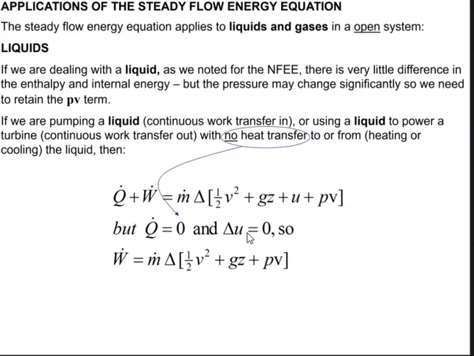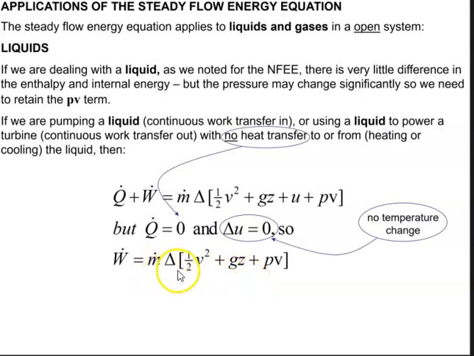But if I turn up the temperature of the room, your internal energy will go up and up and up because the molecules in your body are moving faster. So the change in internal energy, delta U, is 0 as well. So that becomes 0. So this is the equation: W dot equals m dot multiplied by half change in velocity squared plus change in the height, g z, plus change in PV. This is the energy transfer rate, and m dot is the mass transfer rate. PV works with a specific volume, and V is the velocity.